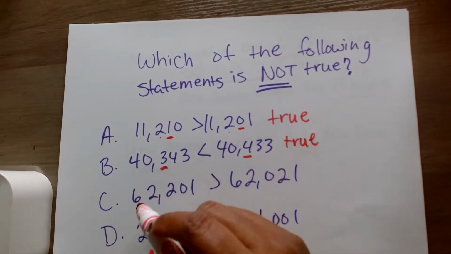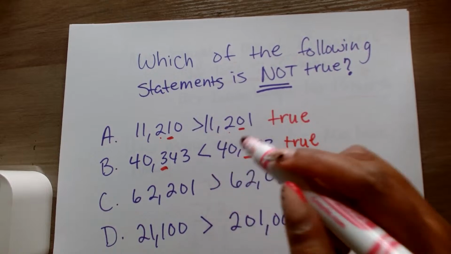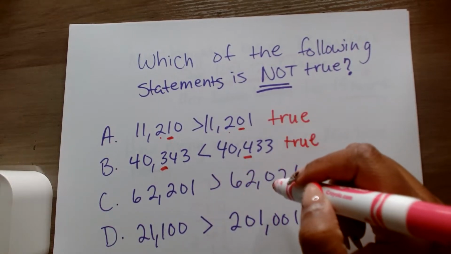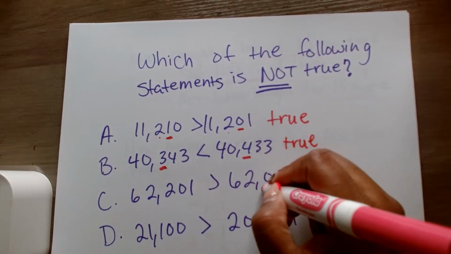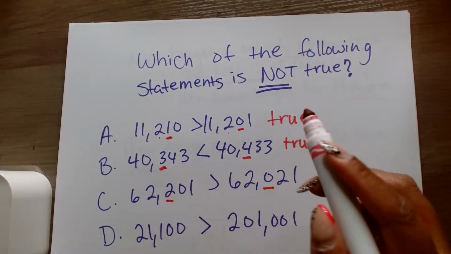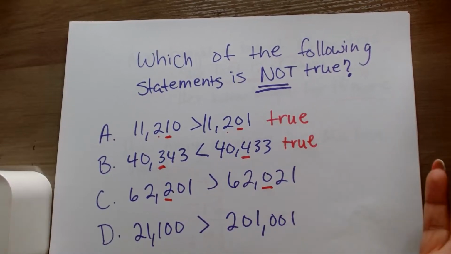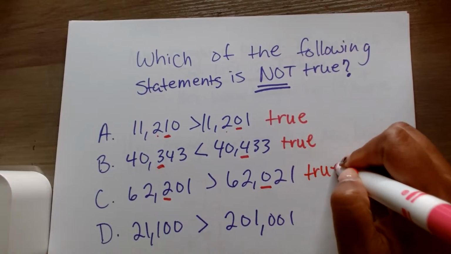Alrighty. We have 62,201 is greater than 62,021. So let's see. We have 62 and 62. And we see right here at our hundreds places where we have our first difference. And yes, 200 is greater than no hundred. So we have 21. So this statement is true as well.